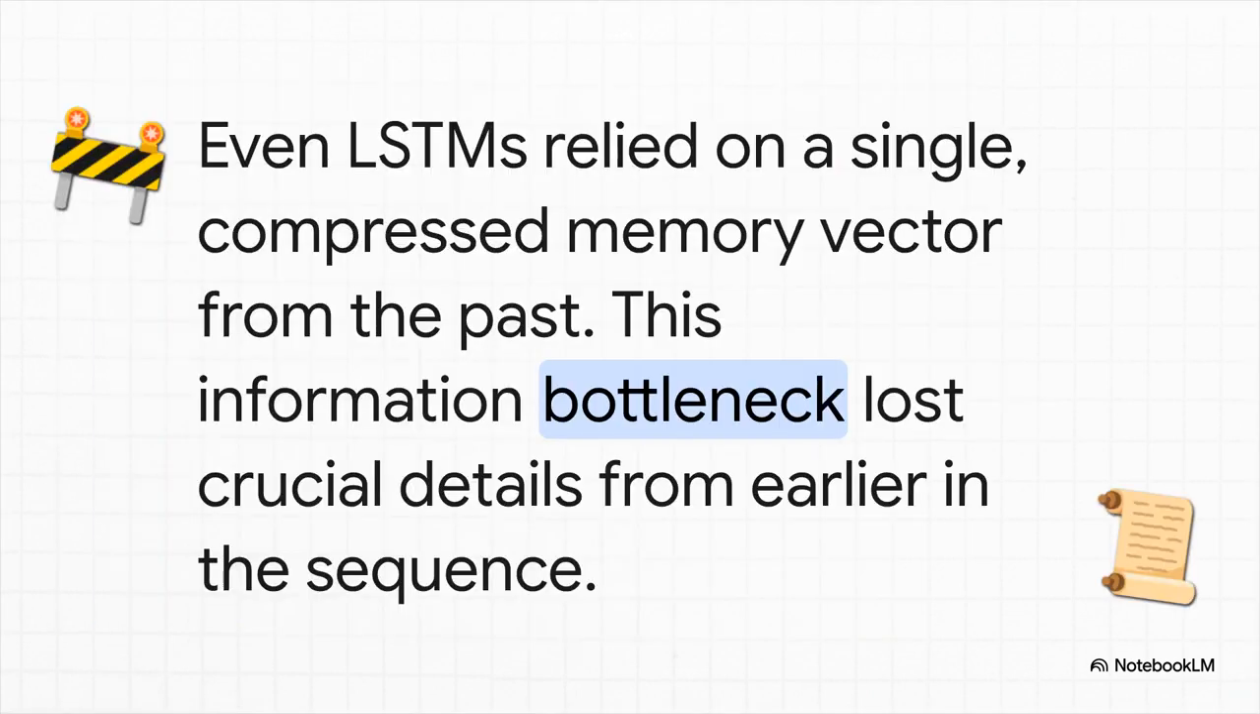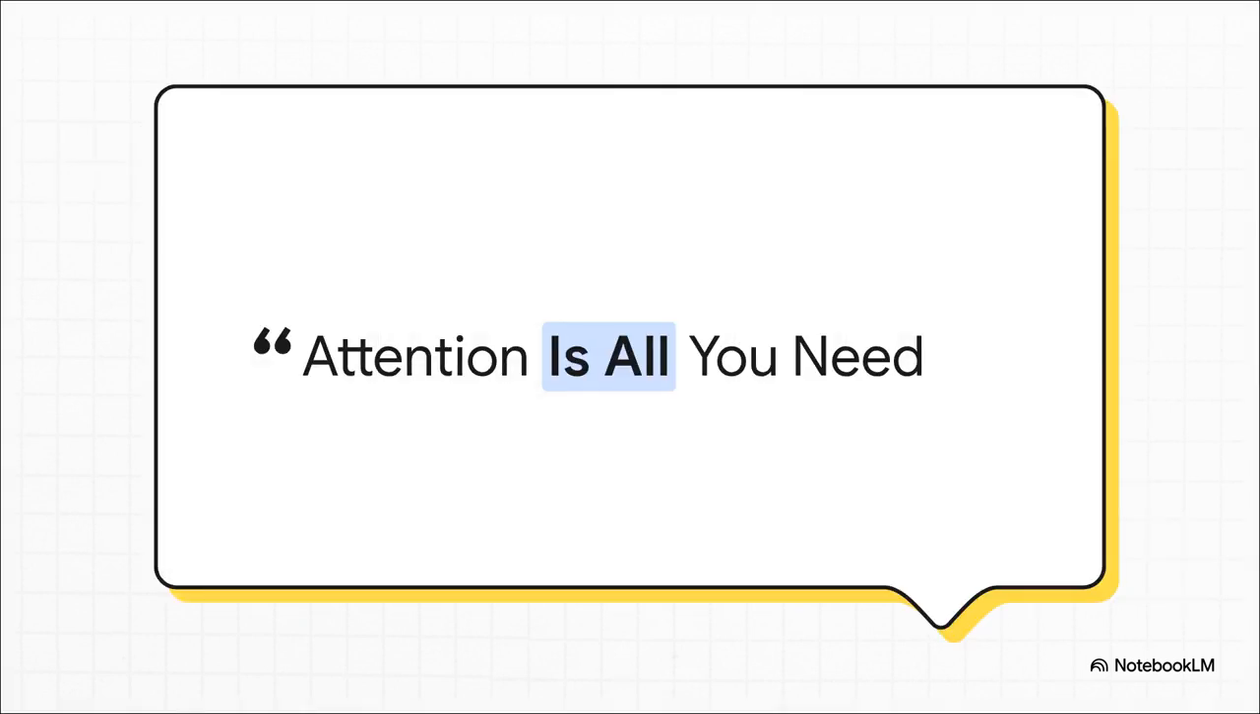But even these powerful LSTMs, they still had this one major bottleneck. To understand the word it's looking at now, the model had to rely on this single, squished-down memory of everything that came before. I mean, imagine trying to write a detailed book report, but all you have to work with is a one-paragraph summary. You're going to miss the crucial details, right? This made it incredibly difficult for the model to link ideas that were really far apart in a long piece of text.